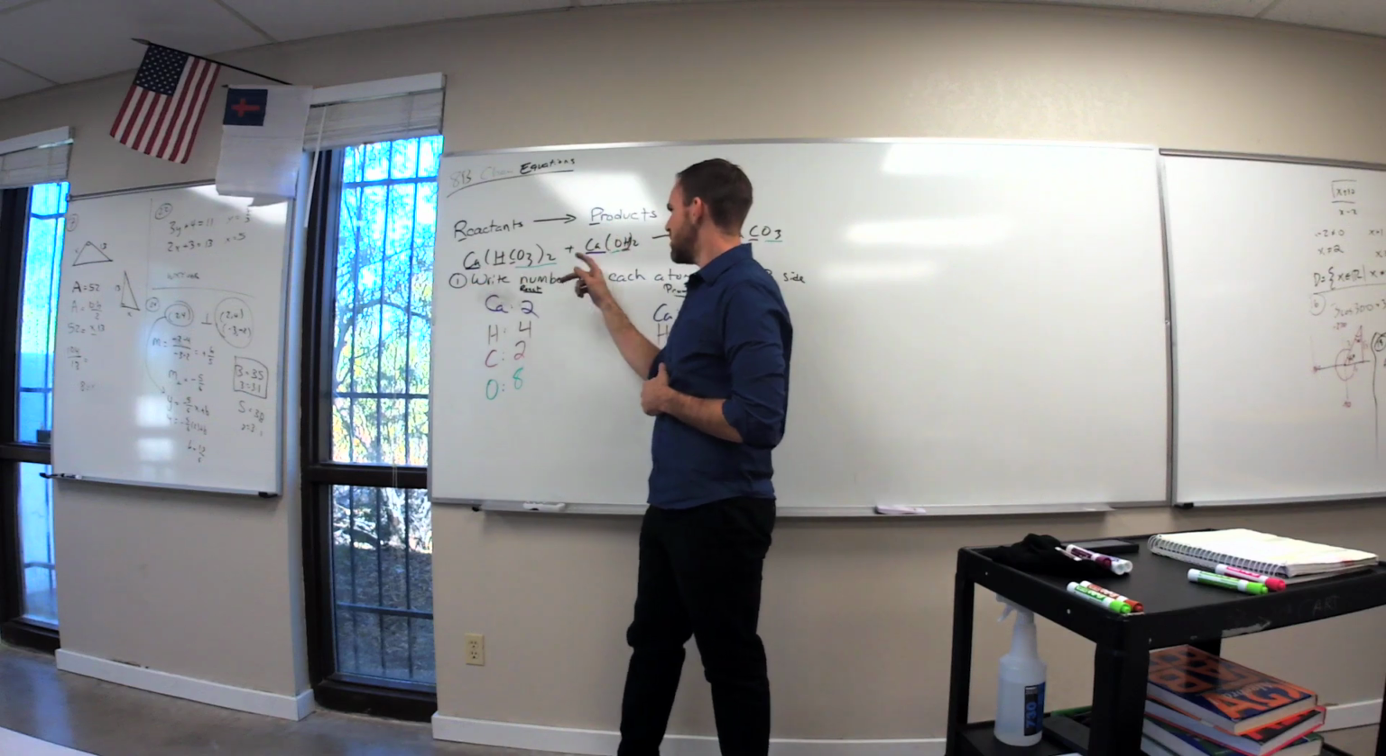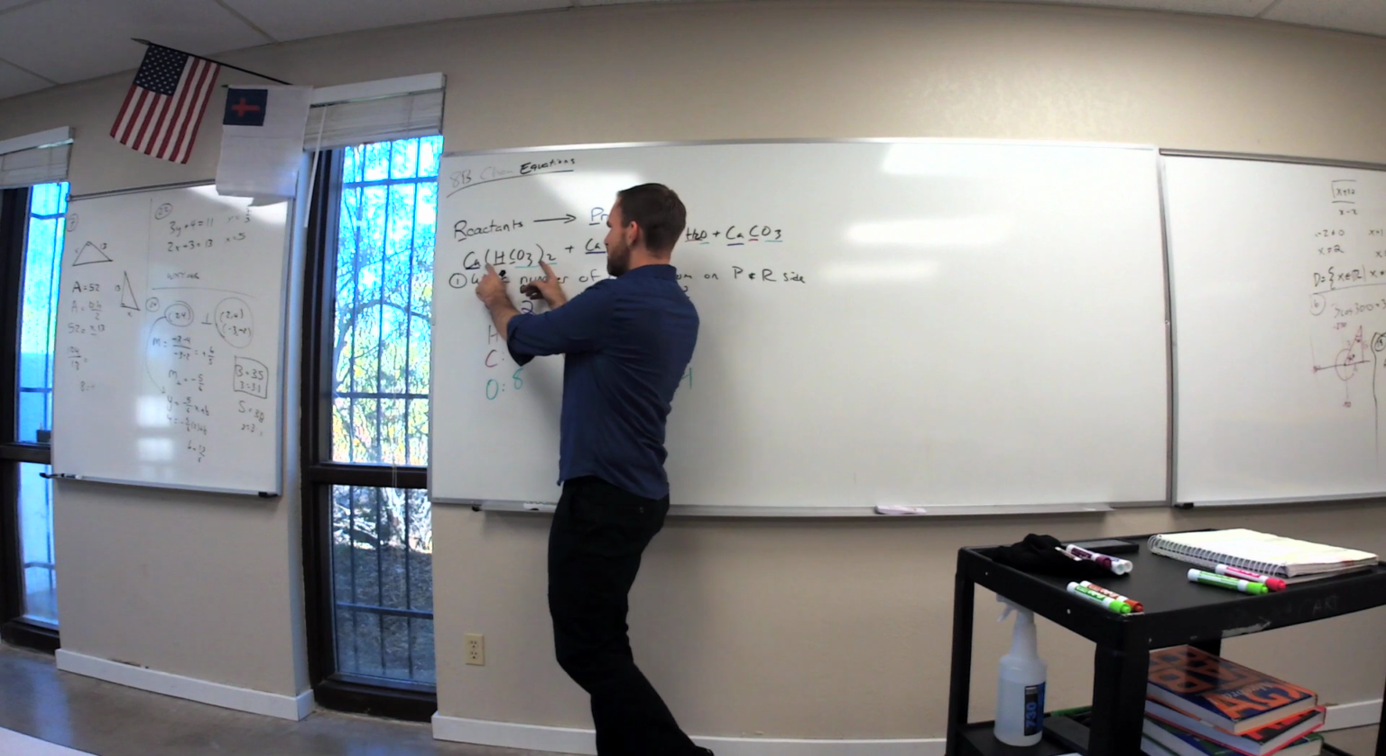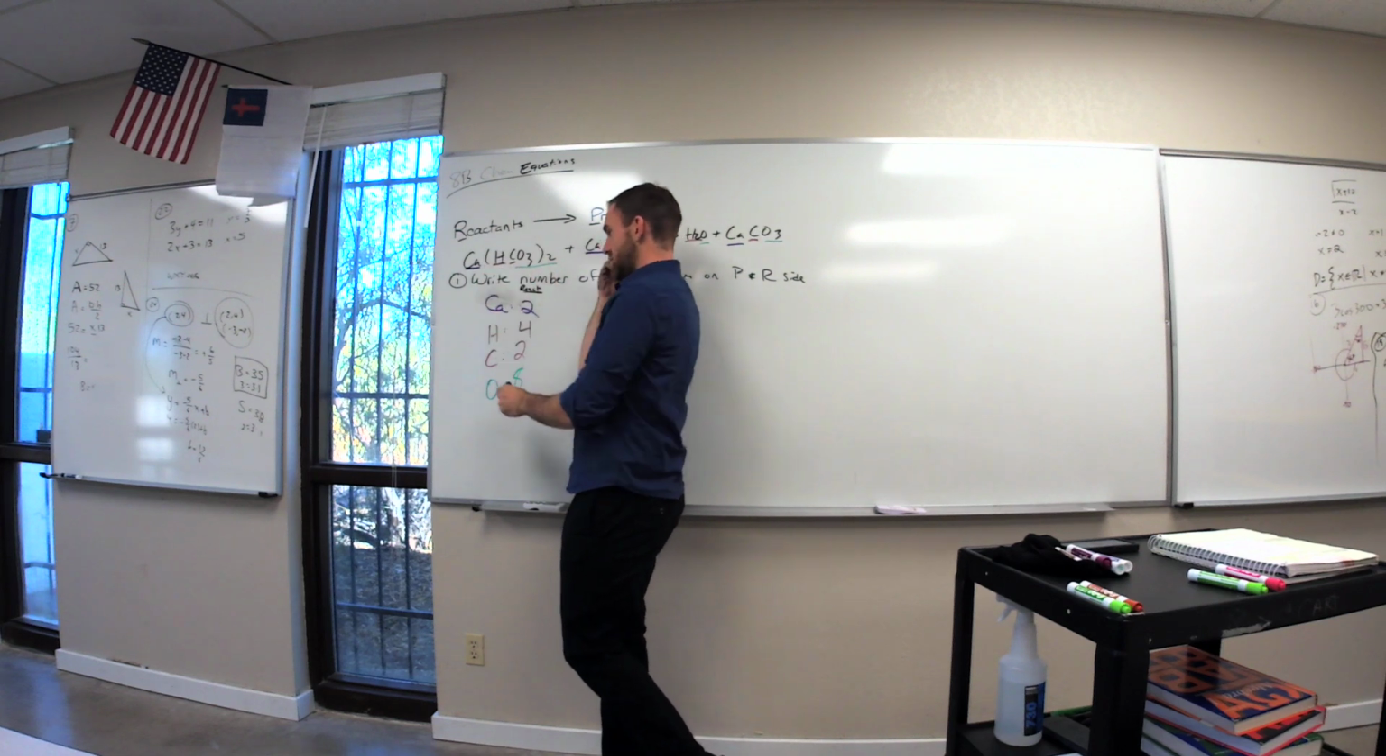One here, and one here. Oh, so it didn't do that. Right. Those are in the parentheses. So the two distributes. Okay.